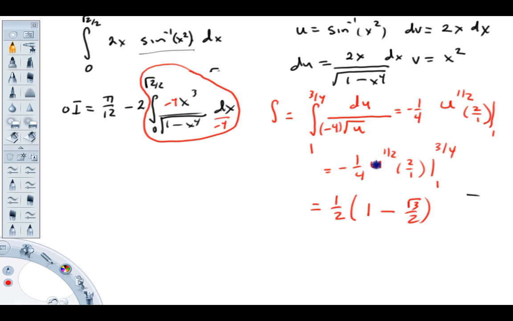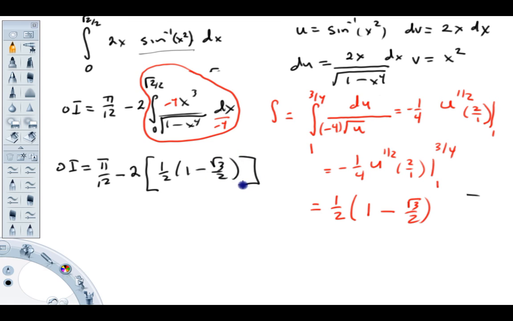I think I'm ready to put this whole thing together now. So, our original integral is equal to, we got this pi over 12 sitting here, minus 2 times the integral in red. I'll put this in brackets, which we have just worked out to be 1/2 times 1 minus root 3 over 2.